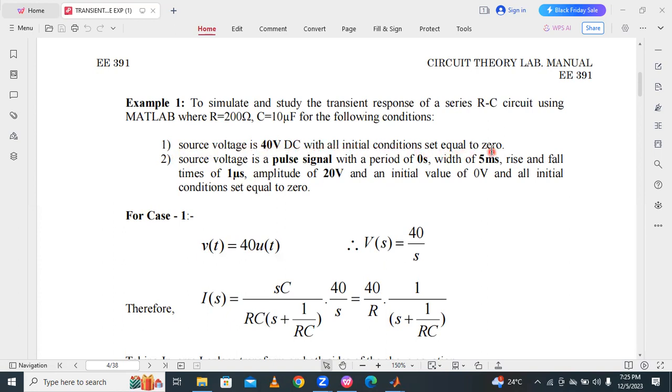Source voltage 40 volts DC, like this, is called a step input. The amplitude is 40 volts. A step input with amplitude 40 volts is the DC source voltage. Source voltage 40 volts DC with initial conditions set equal to 0.